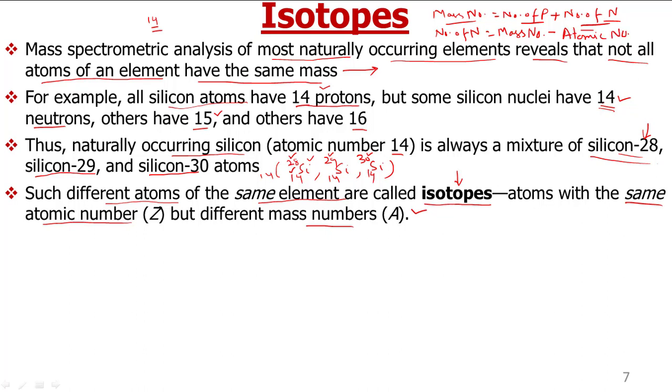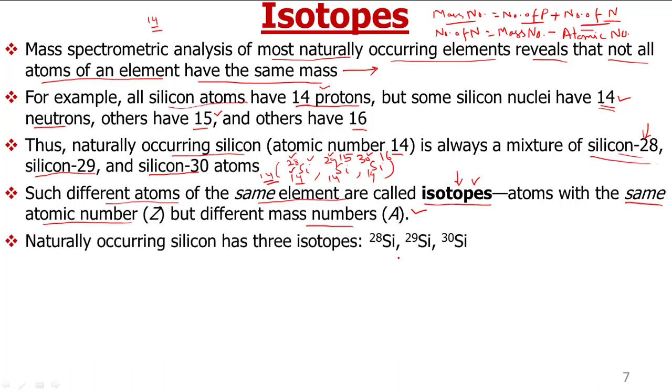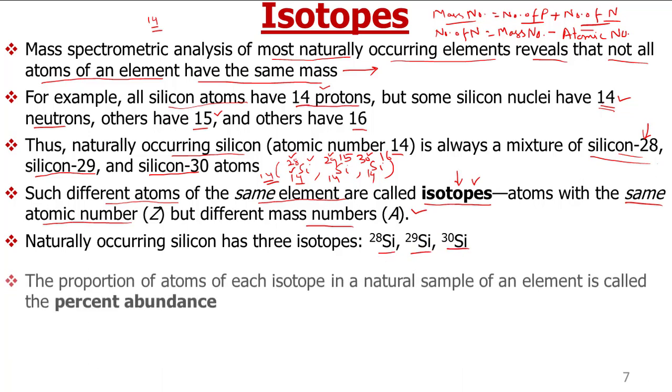Silicon-28 has mass number 28 and atomic number 14, so its number of neutrons is 14. In silicon-29 the number of neutrons is 29 minus 14, 15. This one contains 16 neutrons. So isotopes are atoms of the same element which have the same atomic number but different mass number. Like I already said, silicon has three isotopes: silicon-28, 29 and silicon-30.